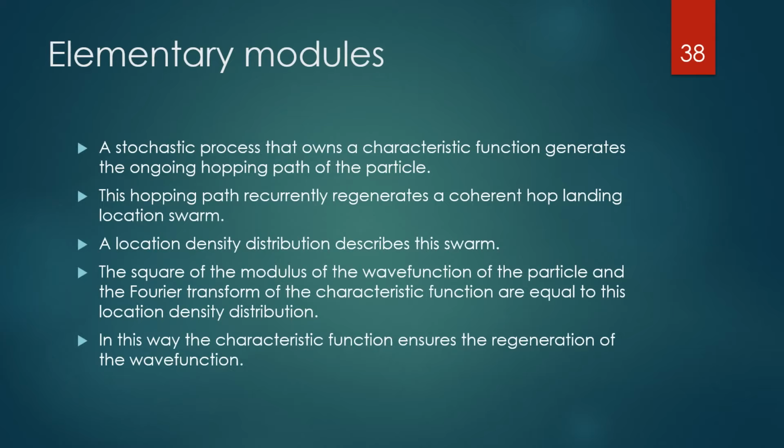A stochastic process that owns a characteristic function generates the ongoing hopping path of the particle. This hopping path recurrently regenerates a coherent hop landing location swarm. A location density distribution describes this swarm. The square of the modulus of the wave function of the particle and the Fourier transform of the characteristic function are equal to this location density distribution. In this way the characteristic function ensures the regeneration of the wave function.